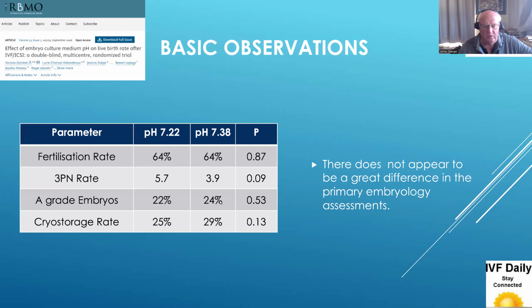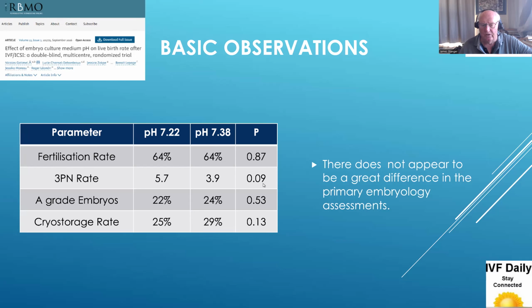quality of the embryos, but it did suggest that overall there were slightly better embryos, there were more A grade and more embryos going to cryo storage. These weren't significant, but 0.013 tells you there is a trend there towards having more embryos that you could freeze. But the 3PN rate was a surprise and may well just be an artifact.